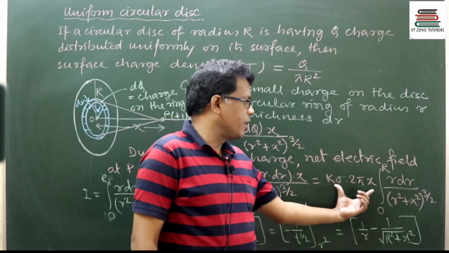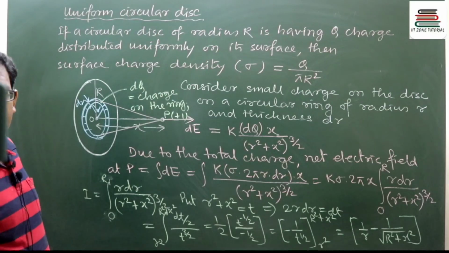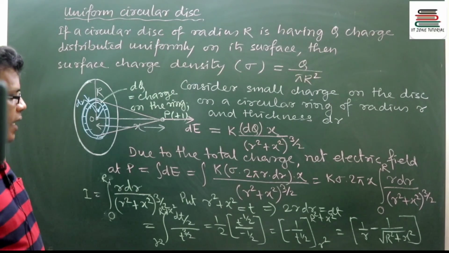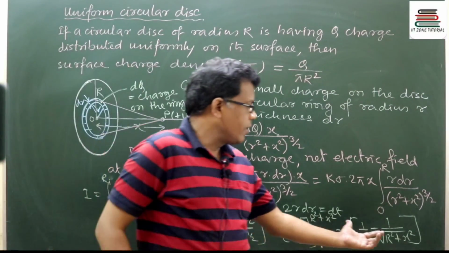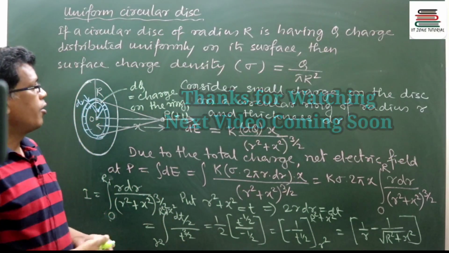So this part multiplies k sigma 2 pi x. Got it? K sigma 2 pi x into this part. Got my point? Could you follow this?